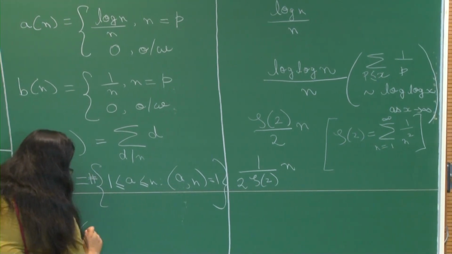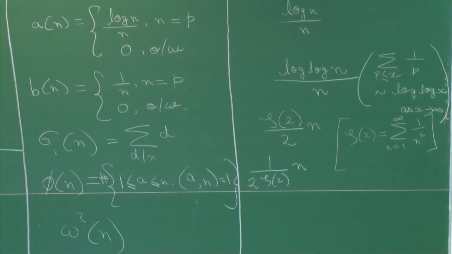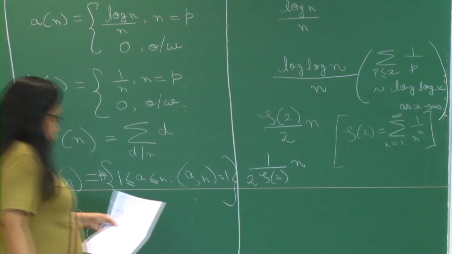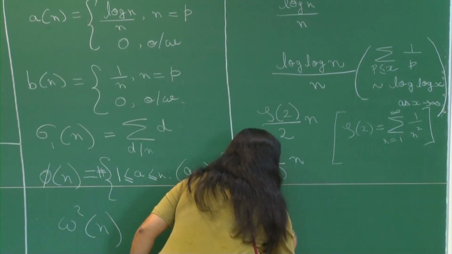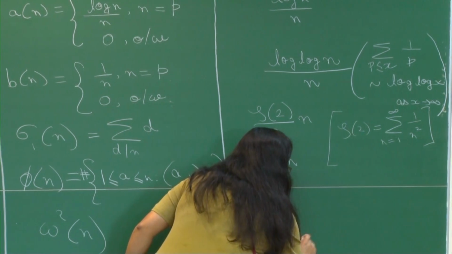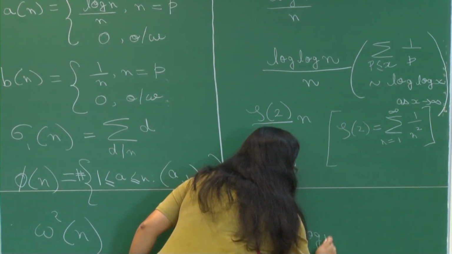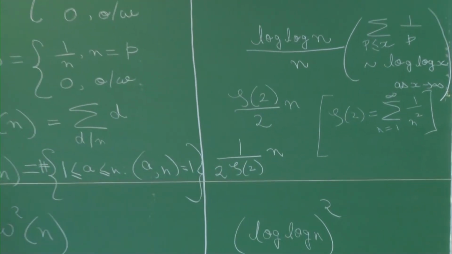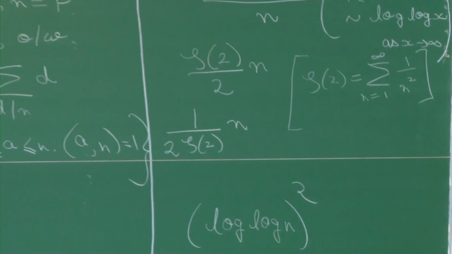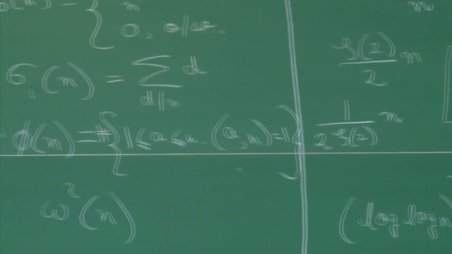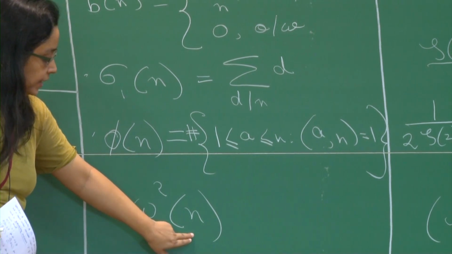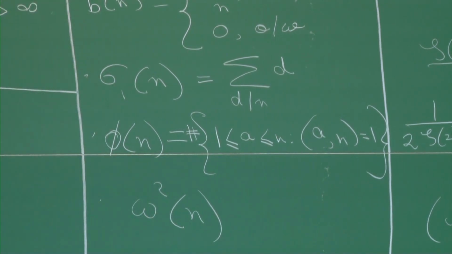this is the square of the prime omega function. So, the square of the number of distinct prime divisors of n, and the average order of this function turns out to be the square of the average order of omega of n. So, this and this I am going to leave as an exercise for you to work on, and let us start our class today with this function omega square of n.